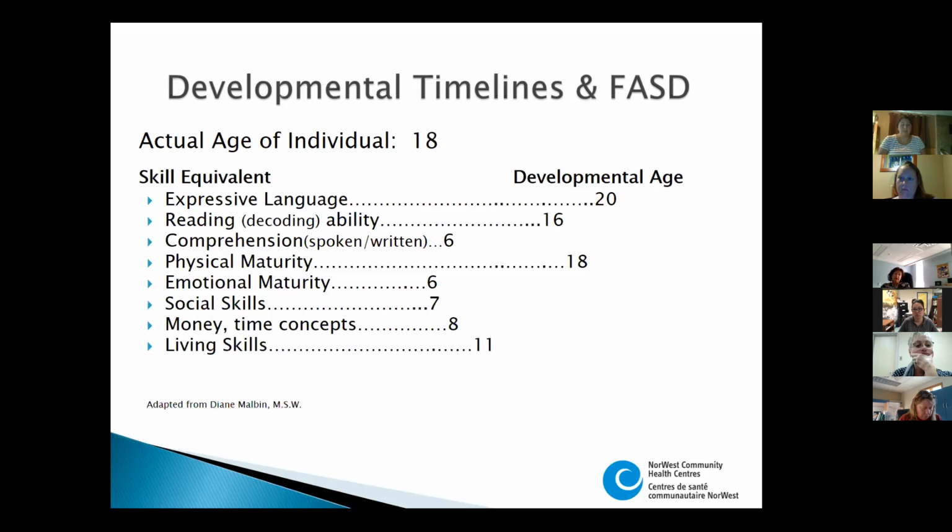So the problem here, as you can see, is that we have an 18-year-old with the money and time concepts of an 8-year-old. By the time individuals are 18, we expect that they're going to be able to hold a job, go to school full-time, manage their money, save their money, pay some bills, right? Those expectations might not be appropriate for somebody who has been prenatally exposed. Emotional maturity, that of a 6-year-old. It's not unusual to see that many of our clients act younger than their age. As Diane Melvin refers to it, dysmaturity. And we see that one often.